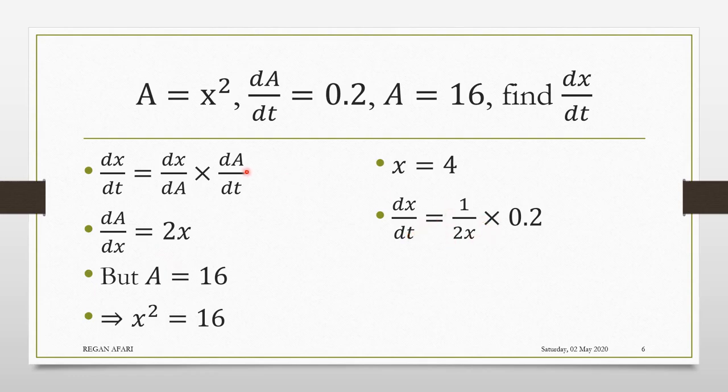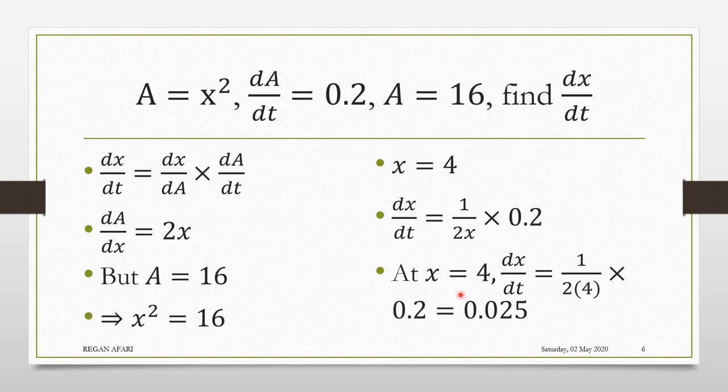Then you multiply by dA/dt, and our dA/dt is 0.2, right? So all that you have to do is to put 4 at the place where you find the x, okay? So at x equals 4, your dx/dt, that is this, just put 4 there, and then you have 0.025. All right? So when the area is increasing at this rate, the length, that is the x, will be increasing with respect to time at this rate.